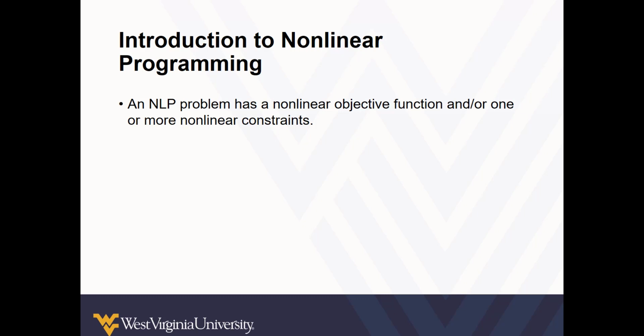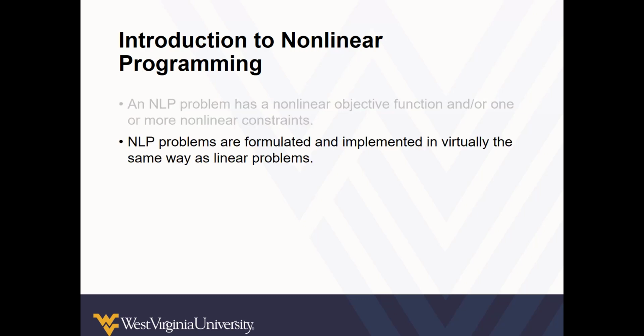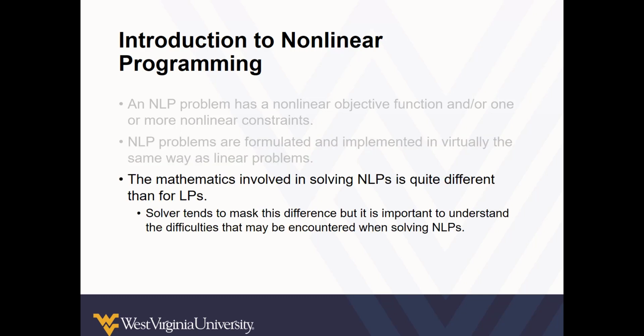So a nonlinear programming problem has a nonlinear objective function and/or one or more nonlinear constraints. These problems are formulated and implemented in virtually the same way as linear problems. But the math involved in solving nonlinear programming problems is quite different than for linear programming problems. Solver tends to mask this difference, but it's important to understand some of the challenges that could be encountered when solving nonlinear programming problems.